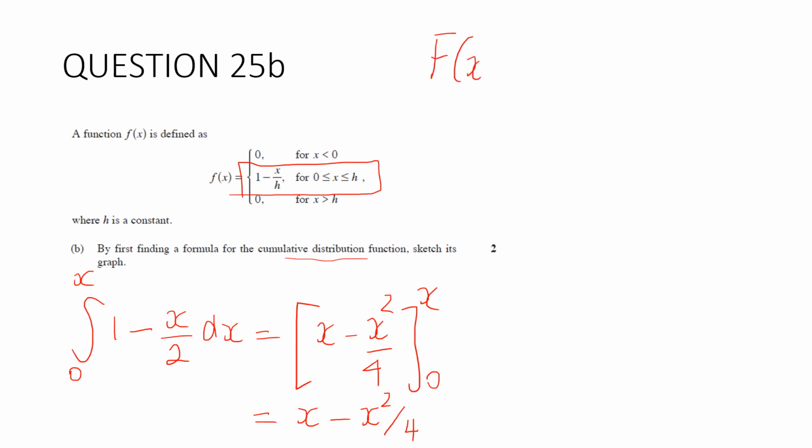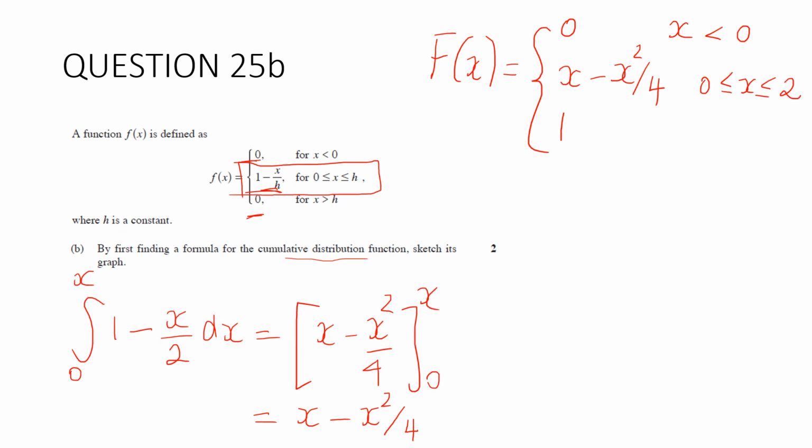All right, now here's the important thing. Capital F of x is going to have 3 parts to it, just like this bit. And we would want the last one to be equal to 1. So basically it's going to accumulate, get to 1, and then stay there. In the middle here we're going to have x take away x squared on 4, and we're going to start at 0. So this is for x is less than 0. This one is for 0 is less than or equal to x is less than or equal to 2. And this one is for x is greater than 2. So there is our cumulative distribution function.